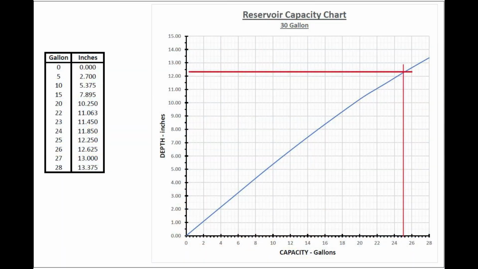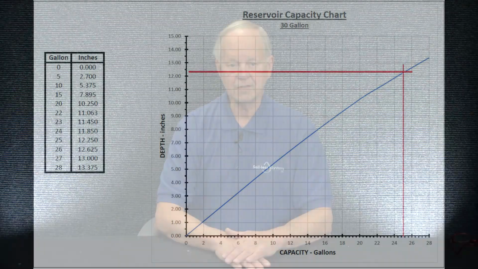Using the yardstick and capacity graph, determine the amount of water in gallons that is in the reservoir. If the measured quantity is under 10% of the maximum, in this case 25 gallons, no adjustment in water is required. If the amount of water is greater than 10%, add RO water directly until a maximum of 25 gallons is achieved.